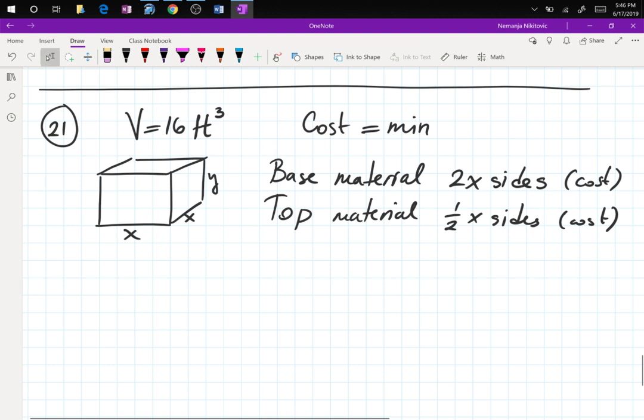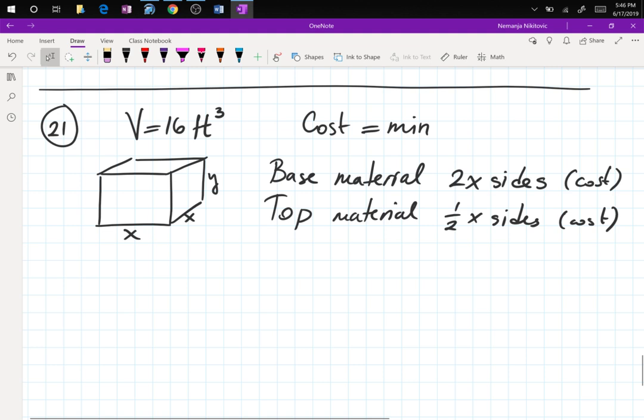So what dimensions of the box, of the crate, which has 16 feet cubed, will give us the minimum cost to make the box?